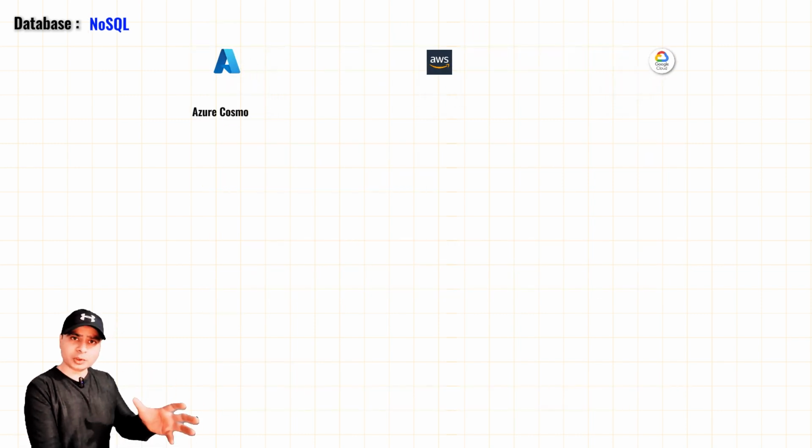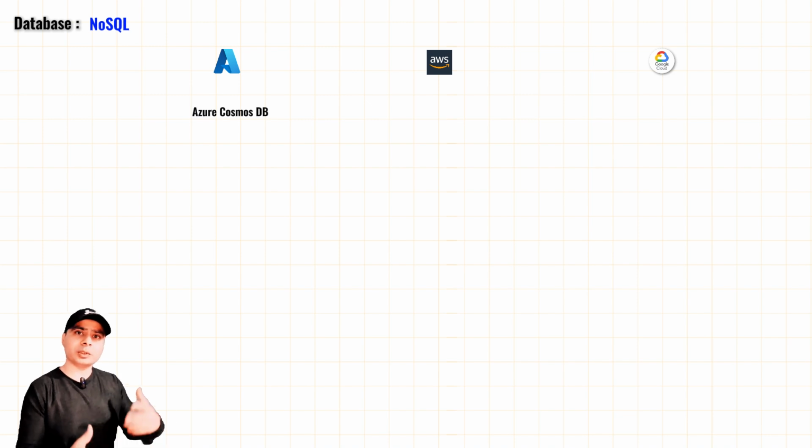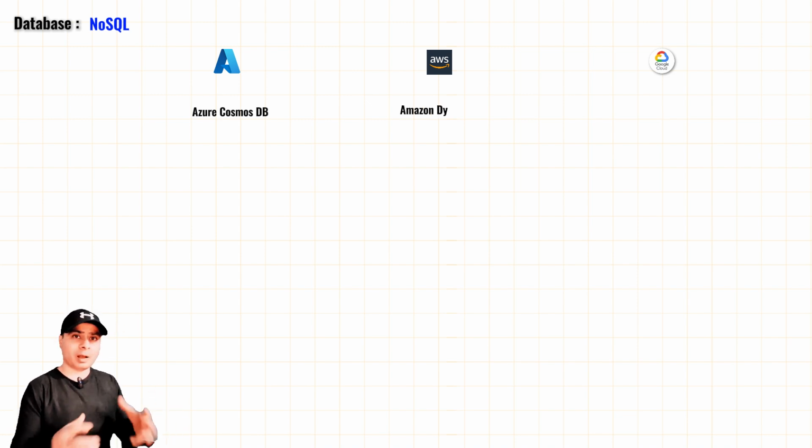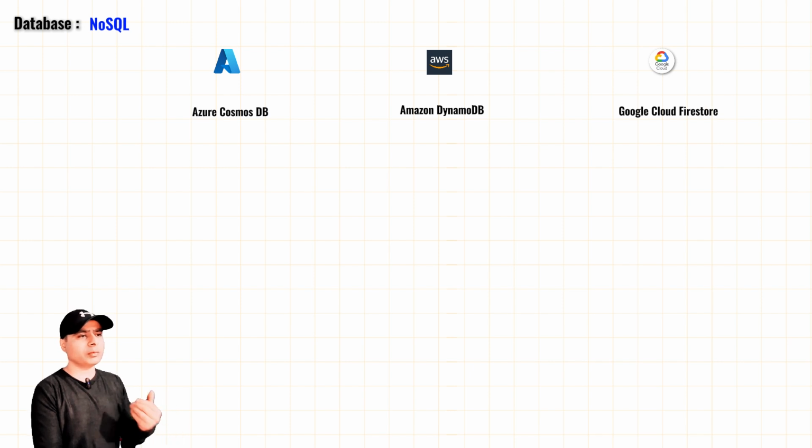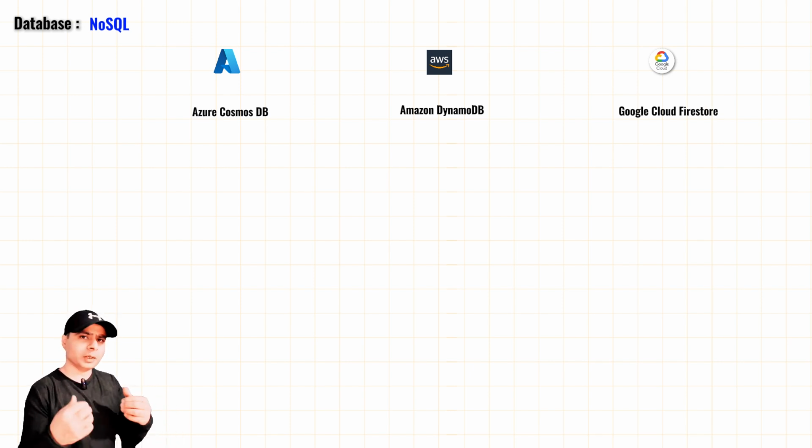And from the Azure side, we have Azure Cosmos DB, which is a globally distributed multi-model database service. From the Amazon side, we have Amazon DynamoDB, which is again a managed NoSQL database service. And from the Google side, we have Google Firestore, which is a NoSQL document database built for automatic scaling.